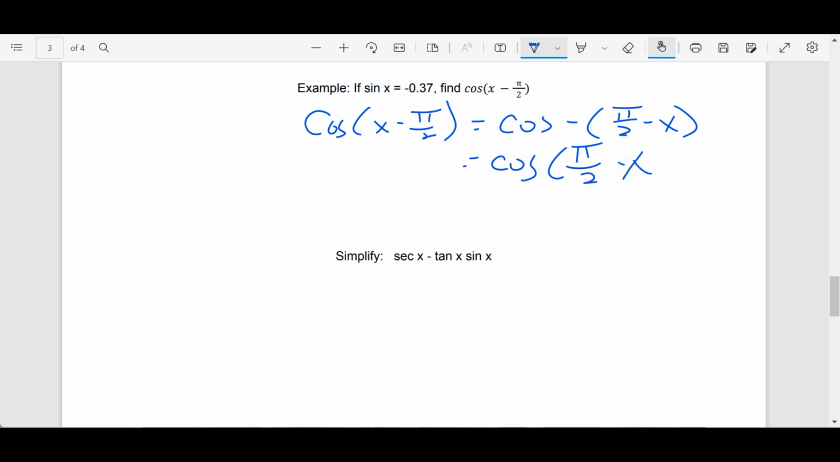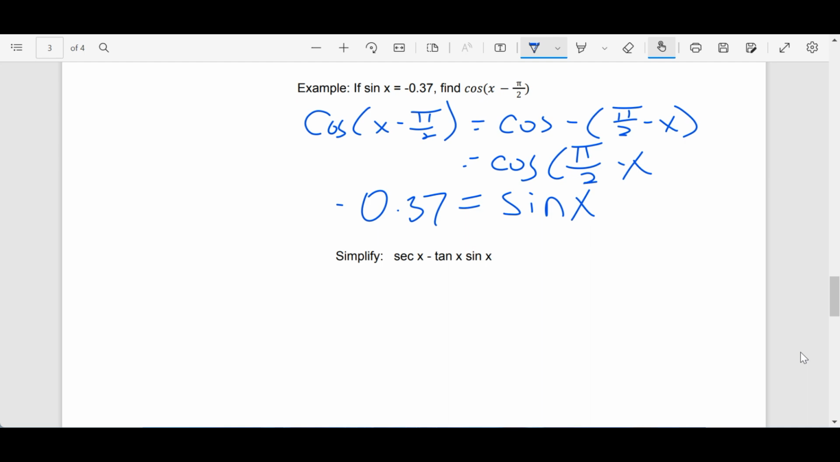Now, what's cosine of pi over 2 minus x, or your input, equal to? If you look at your cofunction identities, that's equal to sine theta, to whatever sine x is equal to. And what do you know sine x is equal to? Negative 0.37. Now, will it always end up equaling the same value? No, but you have to go through the rules to make sure. There are going to be examples where it won't, so be careful.